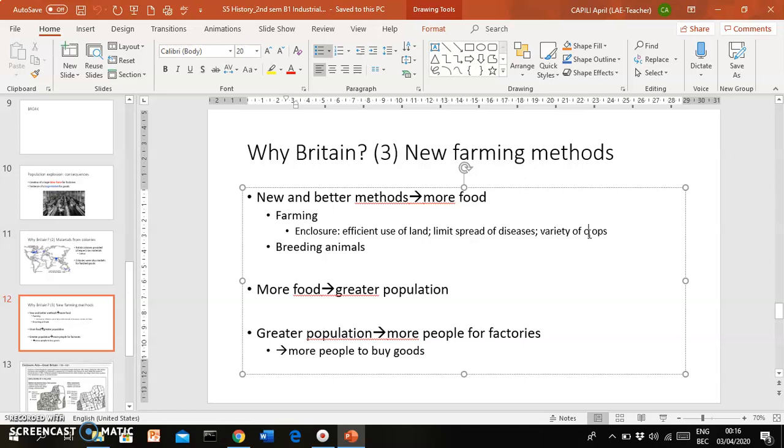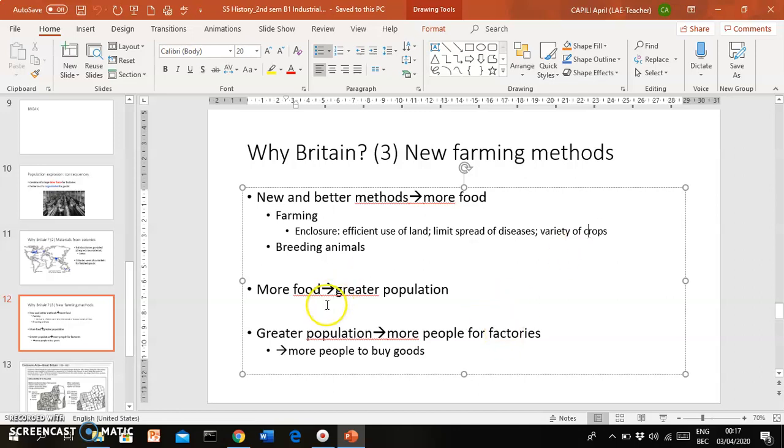And also, new techniques for breeding animals. Animal breeders were able to produce better, bigger, and more productive animals, animals that were more valuable because maybe they had more meat. They were bigger, they were healthier, and so on.